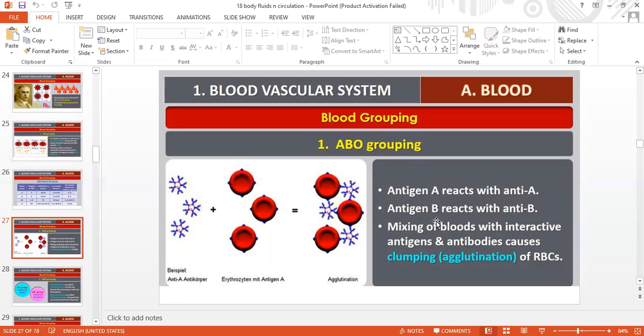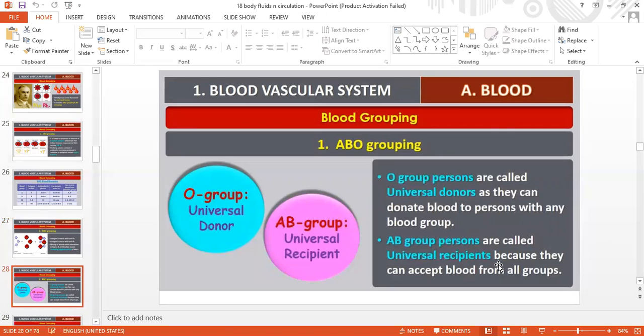Same way, vice versa, if somebody has blood group B, and to him you give blood group A, then that blood group A has anti-B, so it undergoes reaction. And this mixing of blood with interactive antigen and antibody causes clumping or agglutination of the RBC. As I just told you, blood group O is universal donor and AB is universal acceptor.